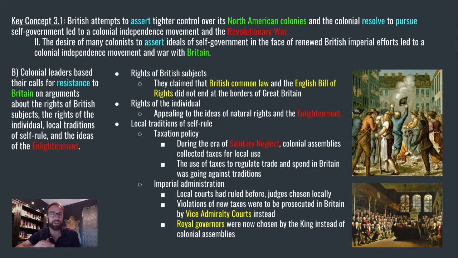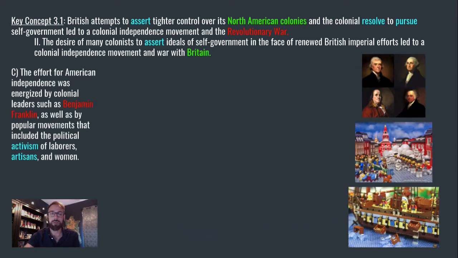They would be fine if all the taxes went away, even if they could collect the taxes on their own and reestablish the old relationship. They don't like this new relationship that happened because of the results of the French and Indian War. All right, so the effort for American independence was energized by local leaders and by popular movements. So first we're going to look at some of the major leaders, those involved in kind of the groups they had, and then we're going to look at how the people themselves were more involved.